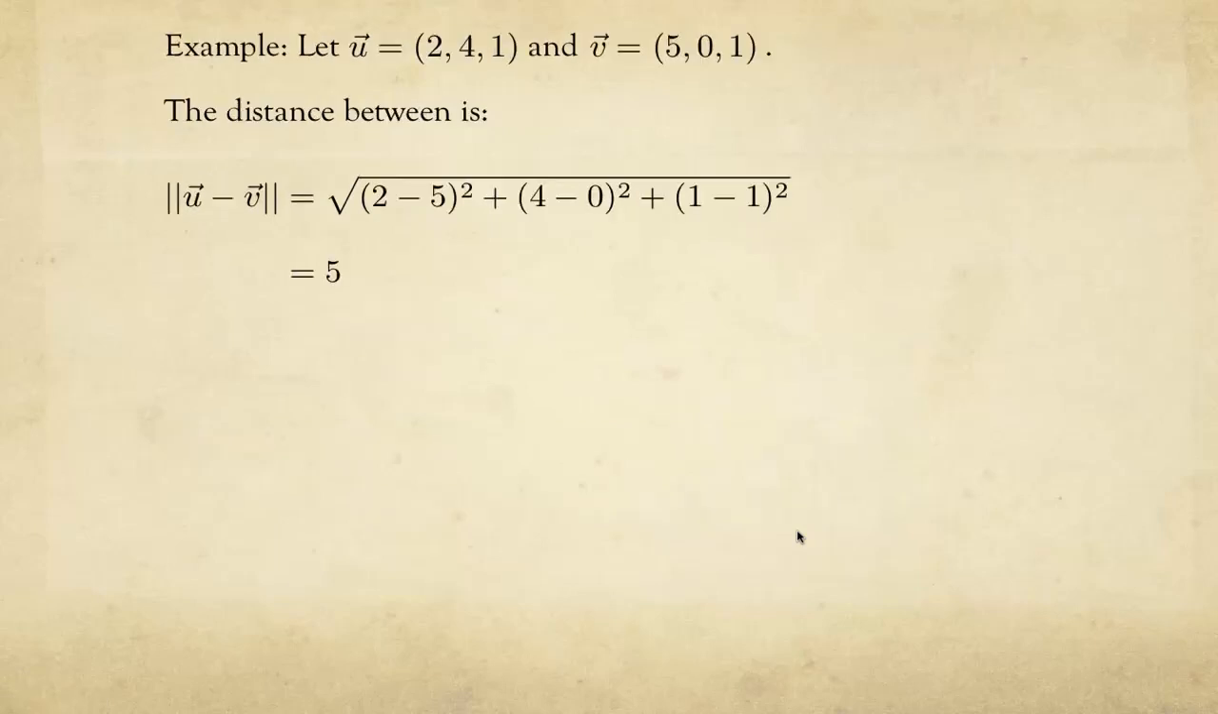So for example, if I have two vectors u and v, the distance between them is, well, let's subtract the components. So (2 minus 5) squared, (4 minus 0) squared, and then (1 minus 1) squared. We sum them up and take the square root, and this is 5. So the distance between these two vectors is 5. And the square distance is 25. Again, the square distance is simply ignoring the square root.